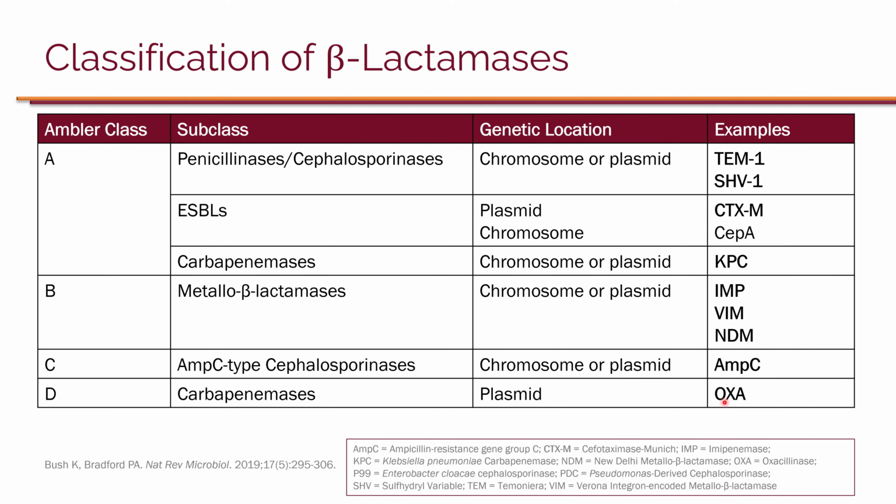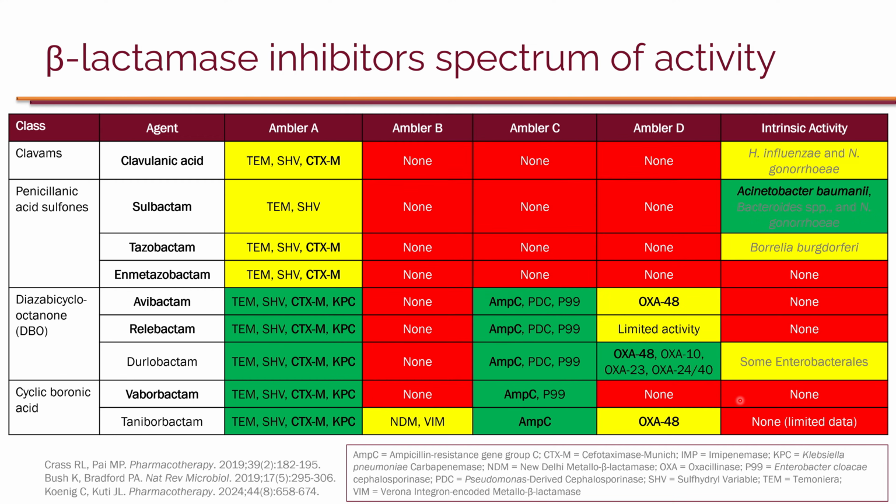And lastly, we have class D, which can include ESBL. There are some OXA type ESBLs, but most of these are carbapenemases. There are various numbers of OXA enzymes, and most of them are carbapenemases. They break down penicillins, cephalosporins, as well as carbapenems.